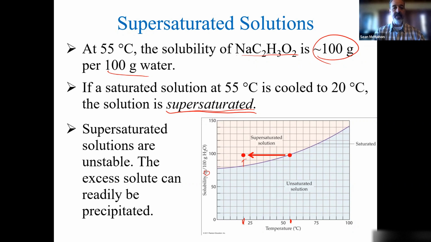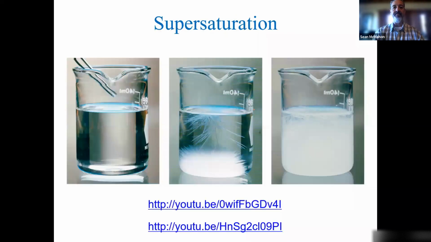Now, like I said, they're unstable, and just a small disturbance, like scratching glass or throwing in a little bit more of the sodium acetate, called a seed crystal, will do it. If you add just a little bit to a supersaturated solution, in this example with a pair of tweezers, we see we're dropping in a little seed crystal, and now it's realizing, whoa, here's a disturbance. I have way too much solute dissolved for this temperature, and it comes out of solution quite rapidly.